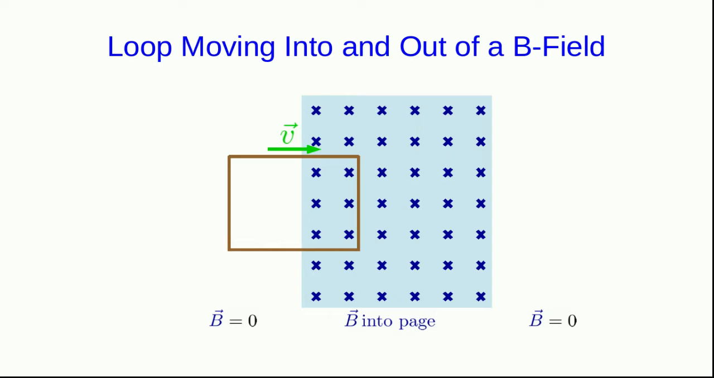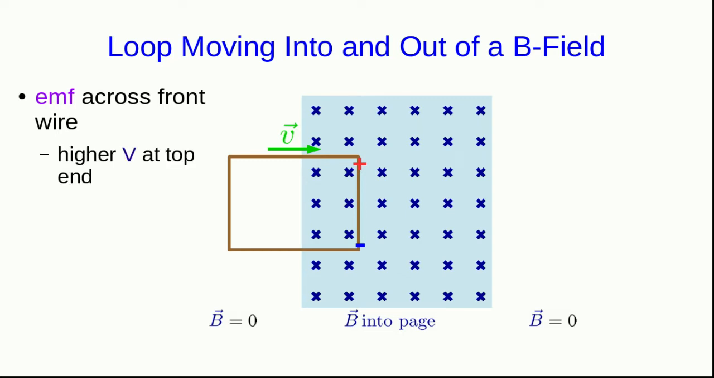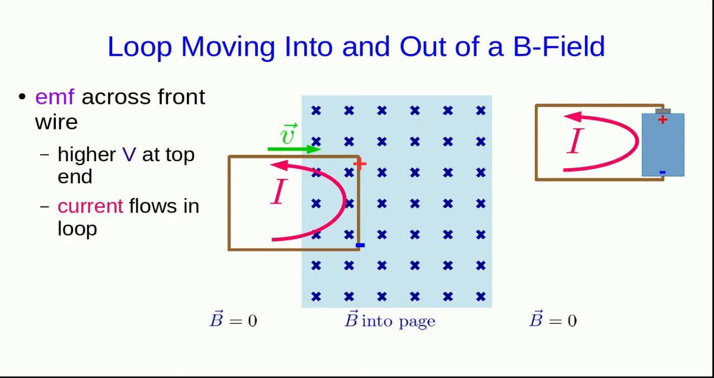But things start getting interesting as it enters the region of the field. So when just the leading wire, the front wire of the loop, is in the field, as we've already seen, that's going to cause charge separation in that piece of wire. Positive charges are being pushed by magnetic forces up to the top end of the wire, and so there's an EMF across the front wire, with a higher V at the top end and a lower V at the bottom end. Well, this is exactly like what would happen if there was a battery at the front end of this loop. And exactly the same thing will happen. A current will flow in the loop. In this case, it's going to go counterclockwise.